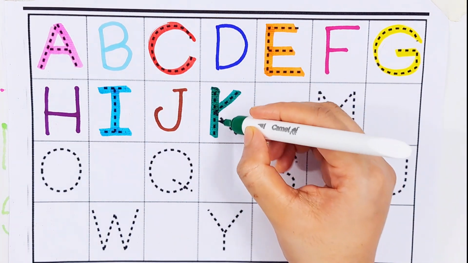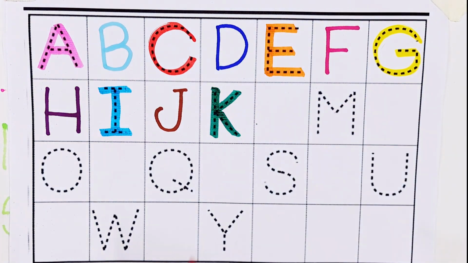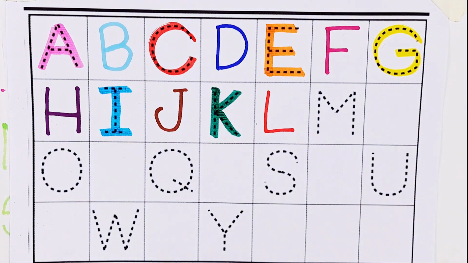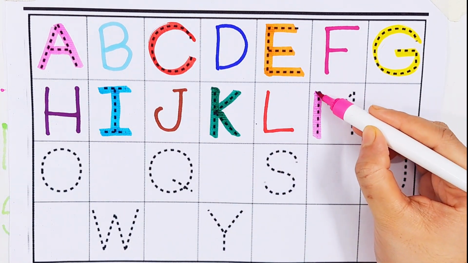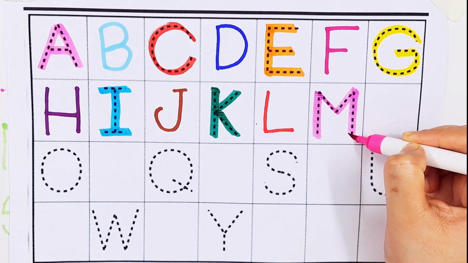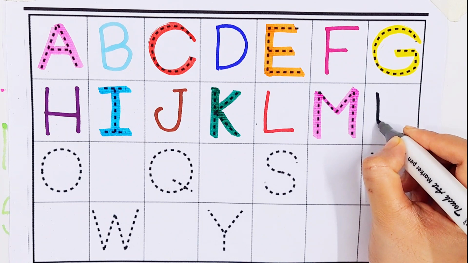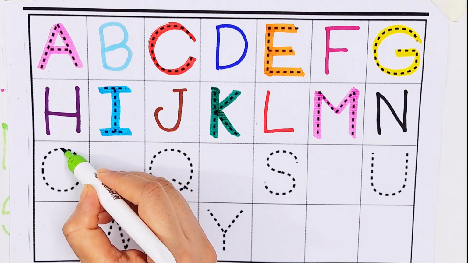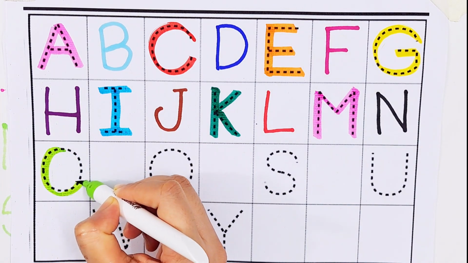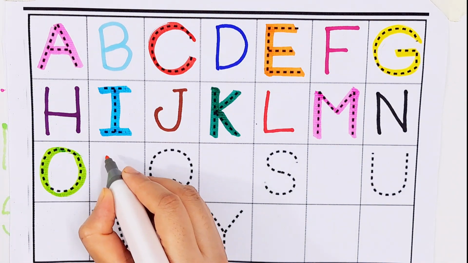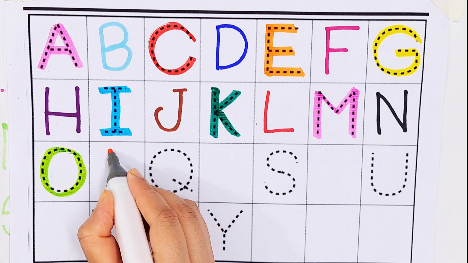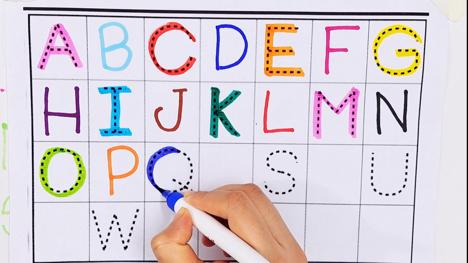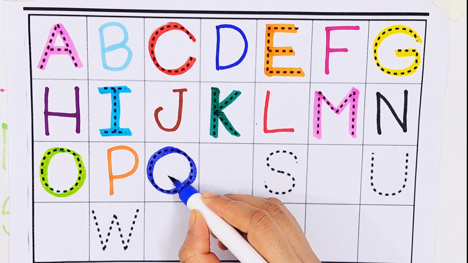K for kingfisher. L for lollipop. M for monkey. N for nose. O for oxygen. P for parrot. Q for quilt.